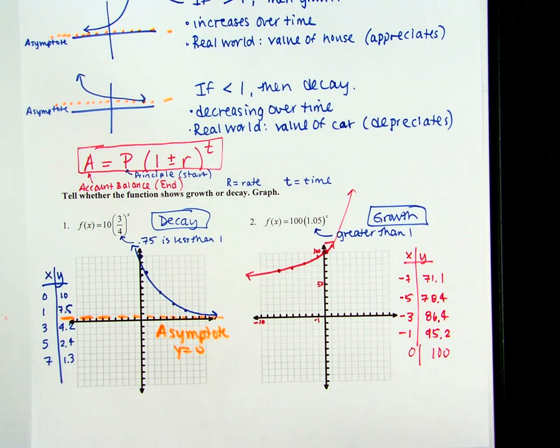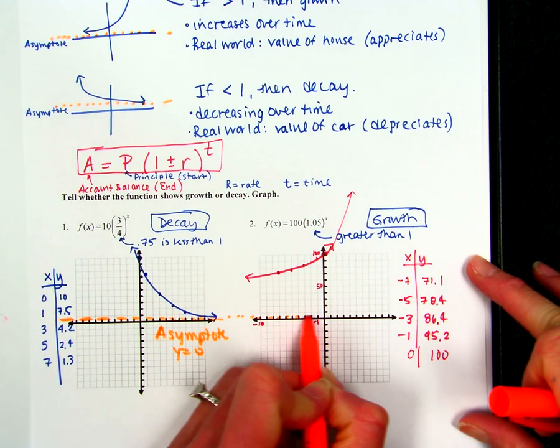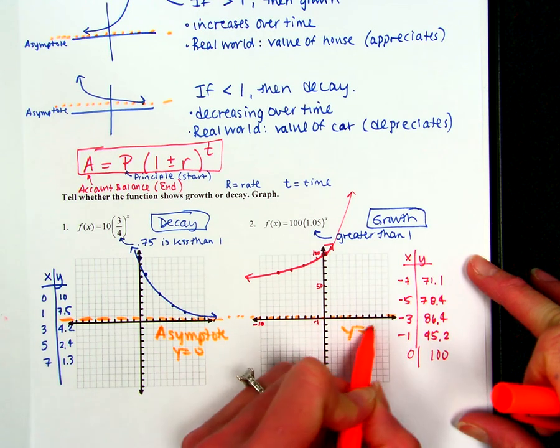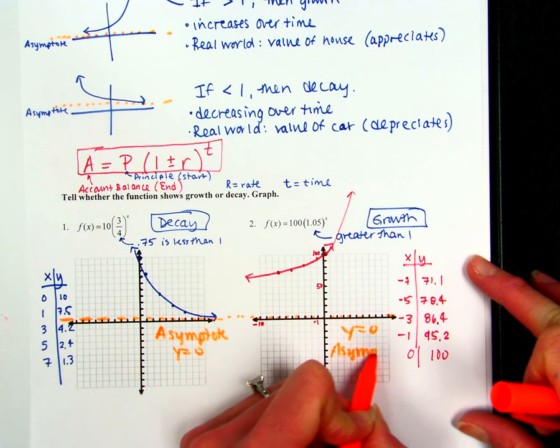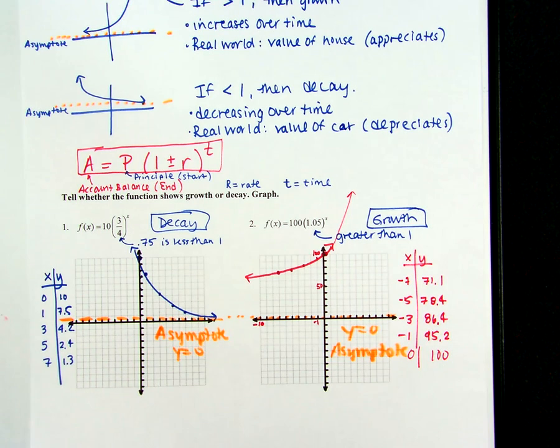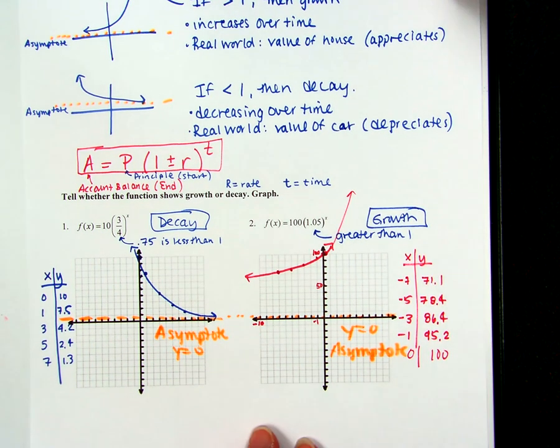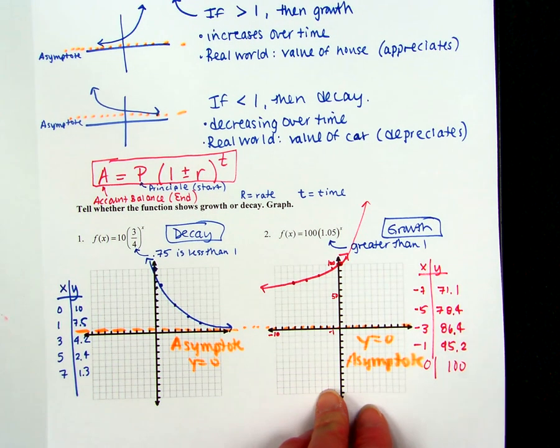Your asymptote is technically still the x-axis at y equals 0. However, you don't really see that because we didn't extend our graph far out in this direction. All right, when you're ready, flip over to the other side. If you need to pause the video, then go ahead and do that.